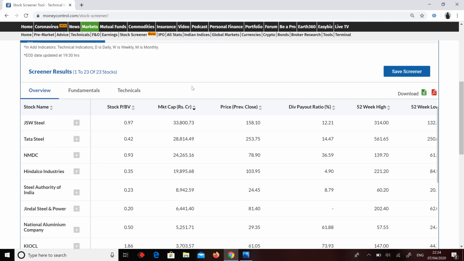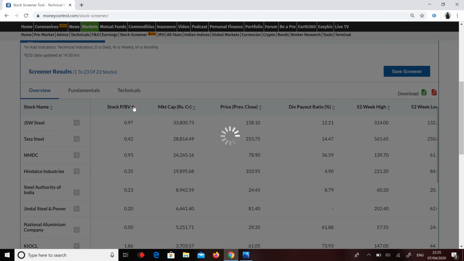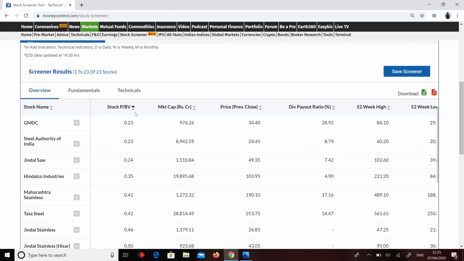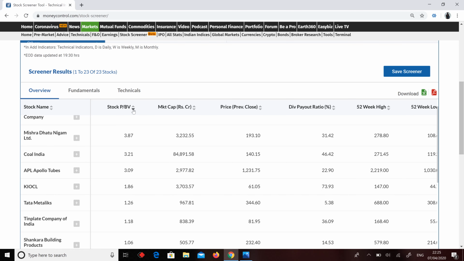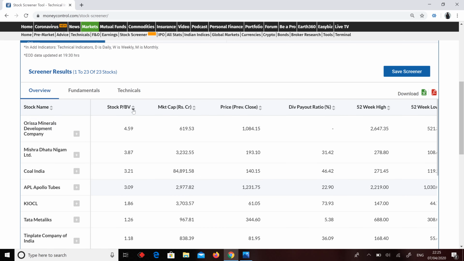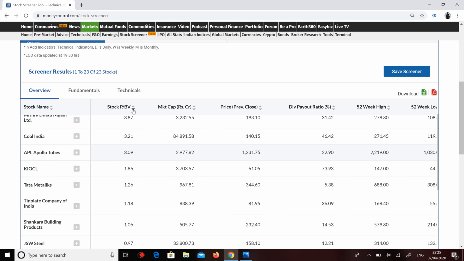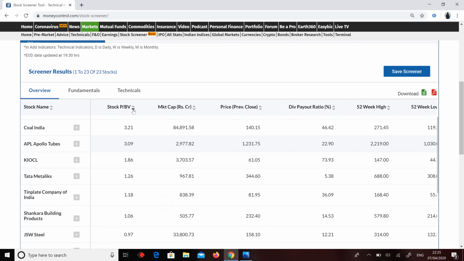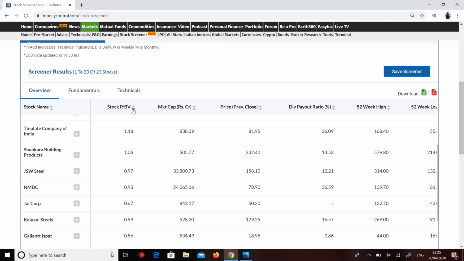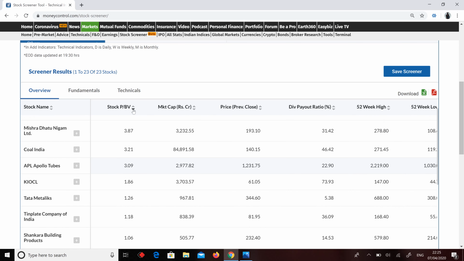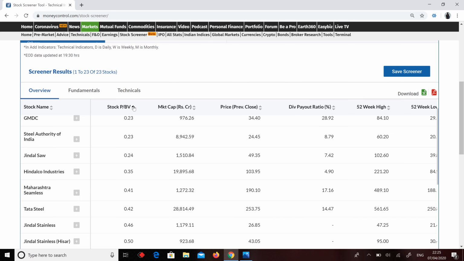Now, if I want to place this in ascending or descending order: for ascending order, tap this arrow. This is stock price divided by book value, in ascending order. If you want descending order, where I want all those stocks with a higher price to book value, just tap the bottom arrow. Starting with Orissa Minerals, Mishra Dhatu, one of the best stocks, Coal India, right? Tata Metallics, Tin Plate, JSW Steel, NMDC, and so on. Right now, we would be going with the price to book value in ascending order.